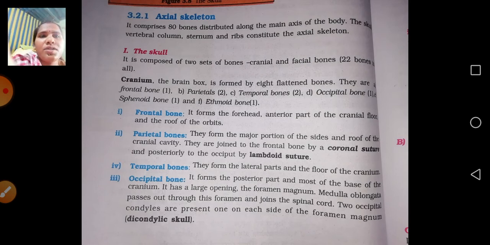Next, the occipital is the back side, the posterior part and most of the base of the cranium. It has a large opening, the foramen magnum, for the medulla oblongata. The frontal bone is the front side, the parietal is at the sides, this is the temporal bone, and the back side is the occipital bone.